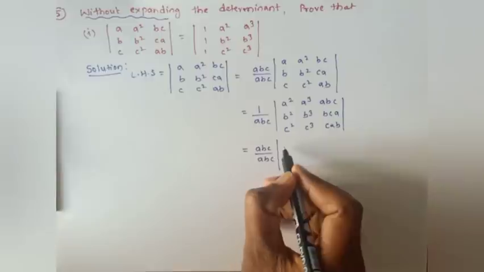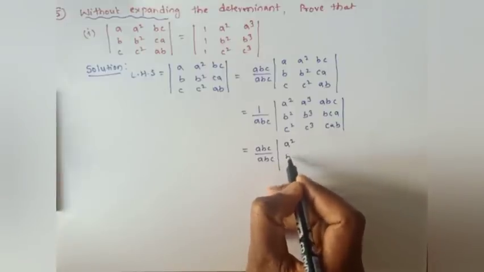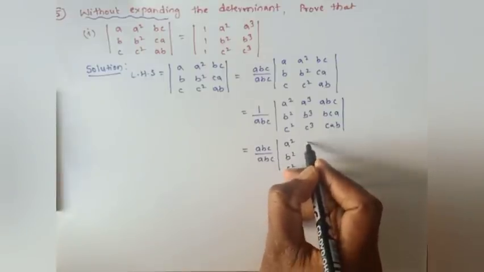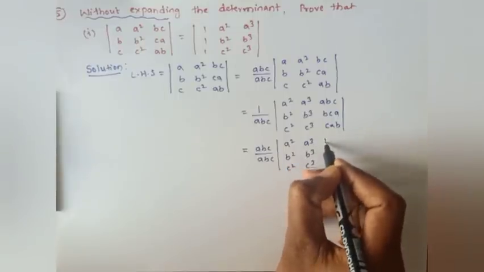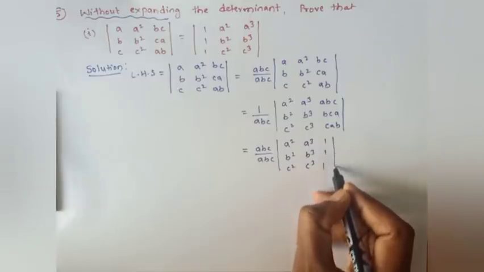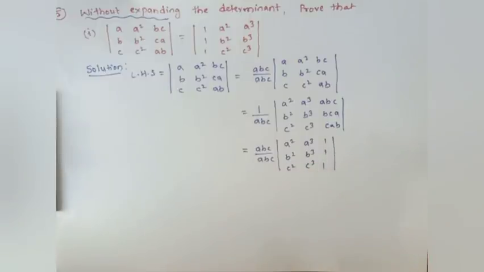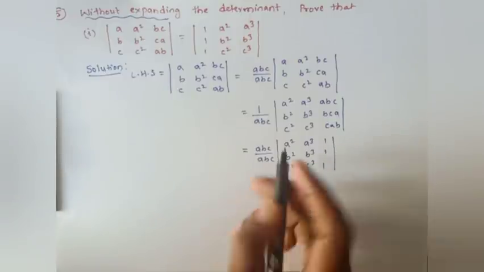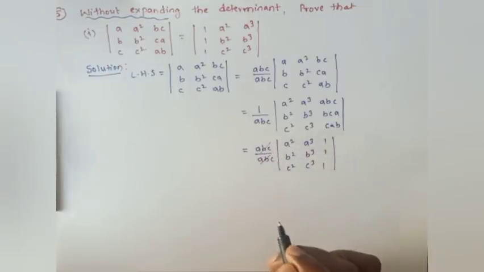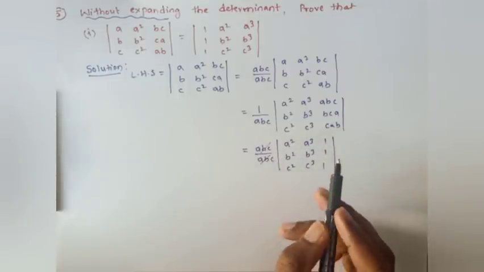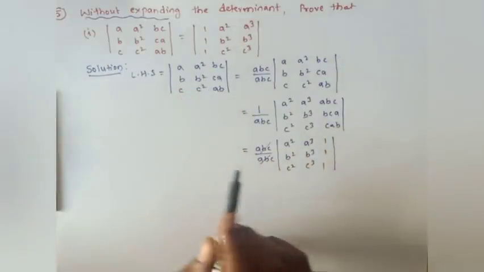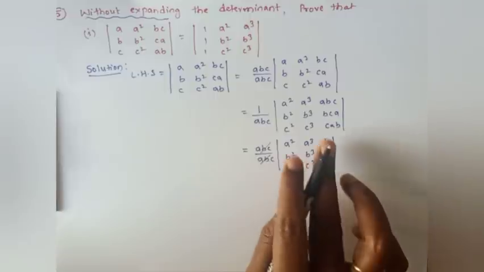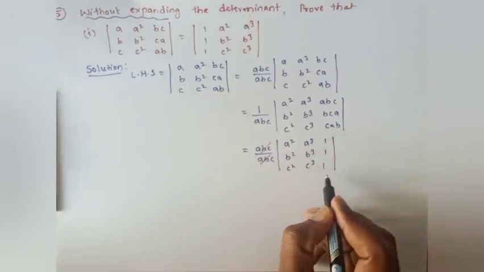Now this times the determinant with a square, b square, c square, a cube, b cube, c cube, and 1, 1, 1. Right? Now abc gets cancelled. Here we need to get the 1, 1, 1, a square, b square, c square, and a cube, b cube, c cube form. So here you just need to interchange the columns.